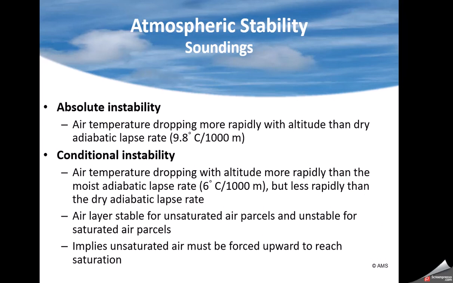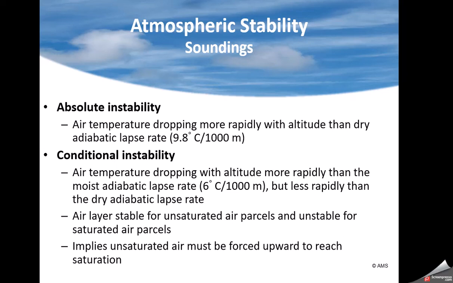So if air temperature is dropping more rapidly than the dry adiabatic lapse rate, and that is a tough thing to find, then it's absolutely unstable. But here's the key. This is what happens mostly in the atmosphere. Conditional instability. Remember that an air parcel is cooling 9.8 degrees Celsius per 1,000 meters when it's dry. Immediately when it gets wet, instead of cooling at that rate, it's only cooling at 6 degrees. So, say the environmental temperature is cooling at 8 degrees Celsius.